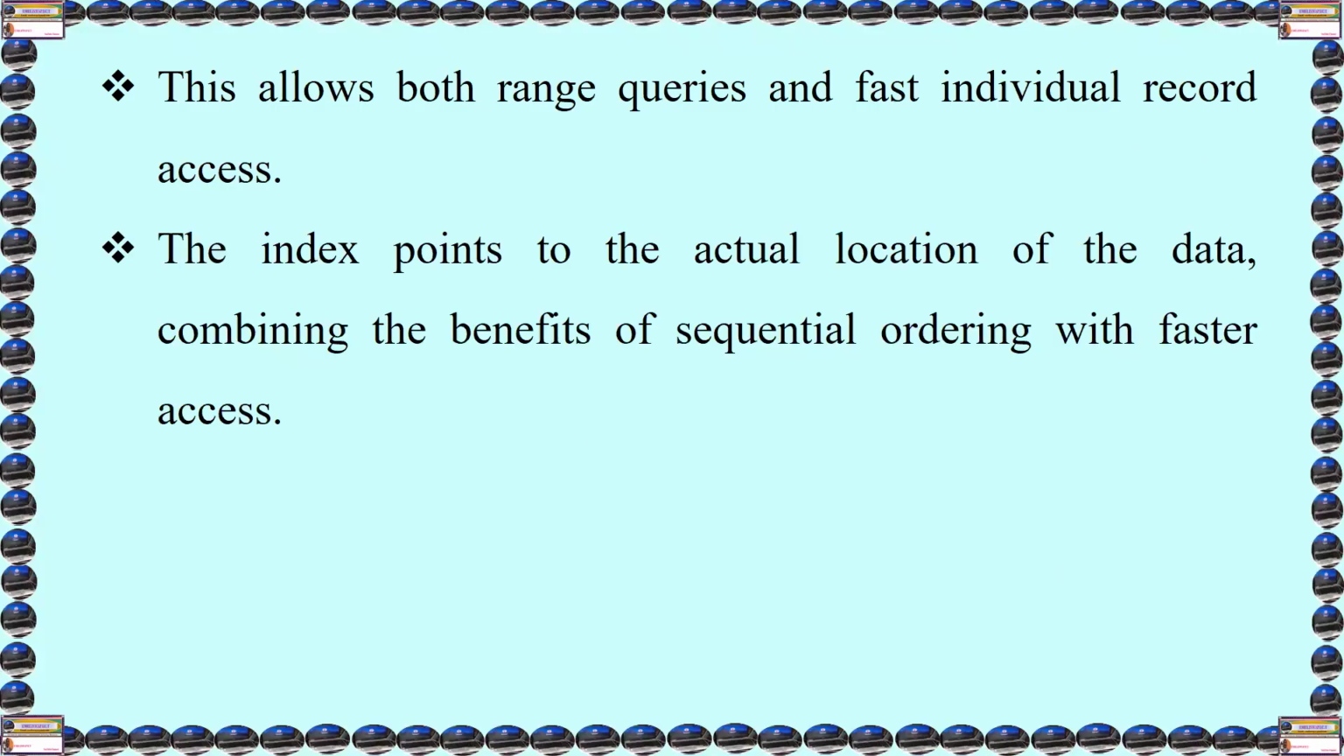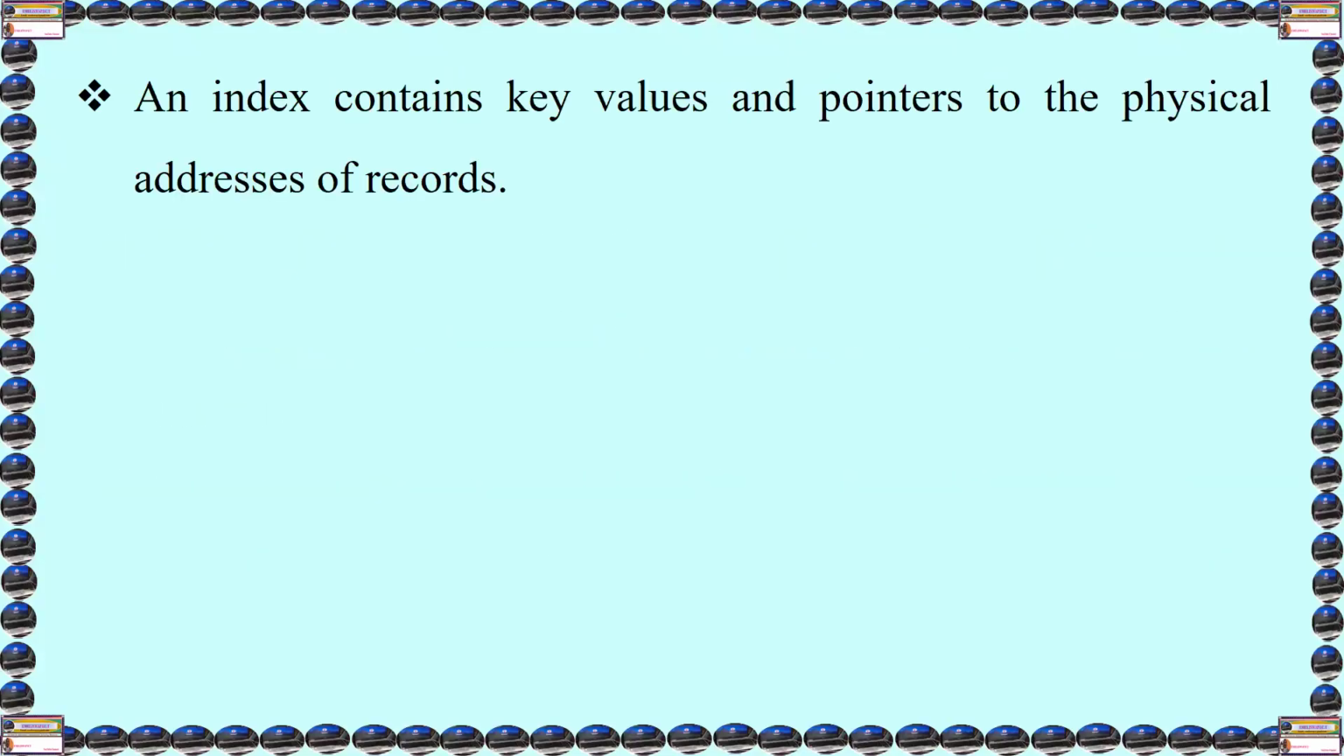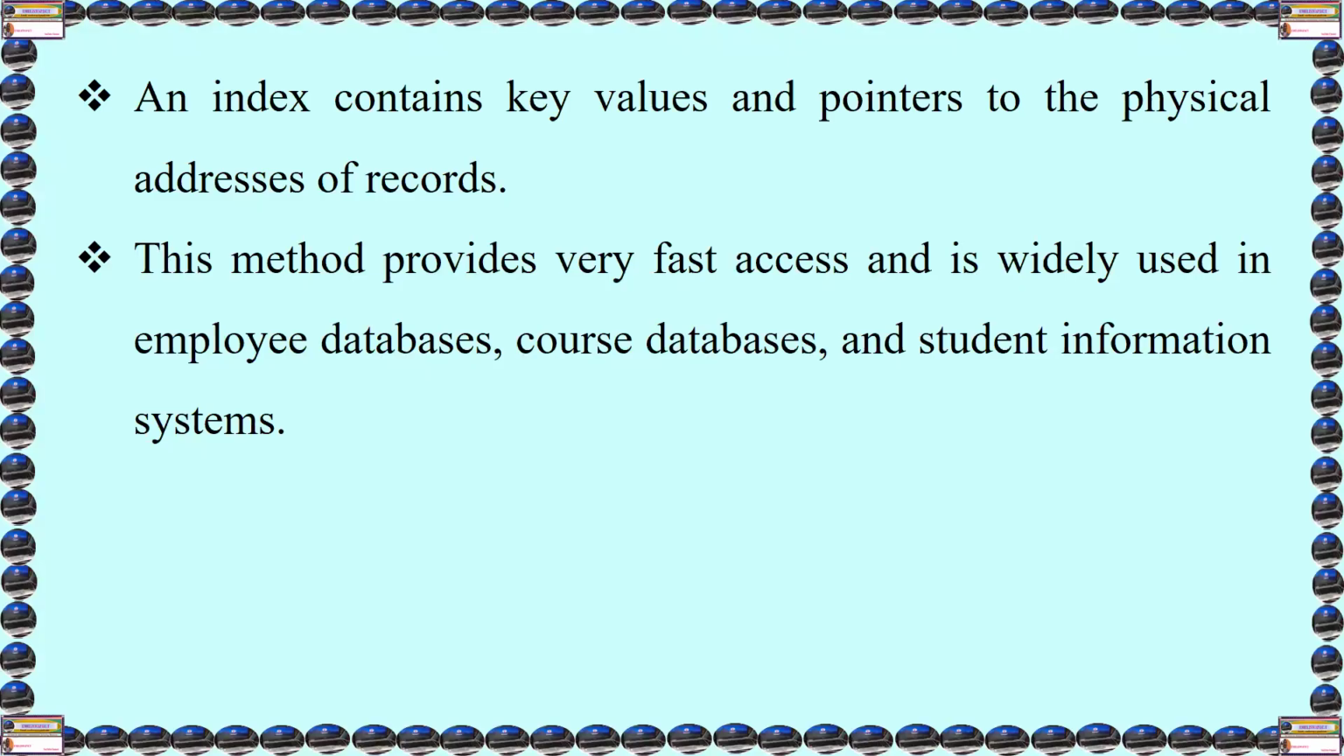The index points to the actual location of the data, combining the benefits of sequential ordering with faster access. For example, in a school institution, indexing may be used for quickly retrieving student records by name or registration number. An index contains key values and pointers to the physical addresses of records. This method provides very fast access and is widely used in employee databases, course databases, and student information systems.